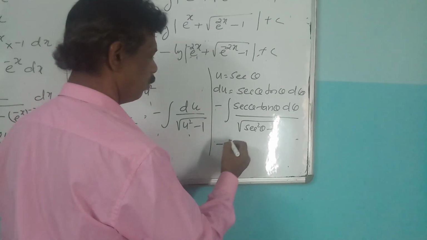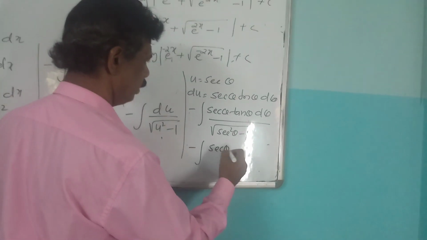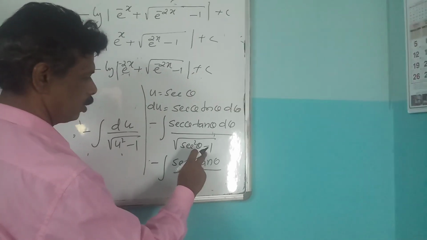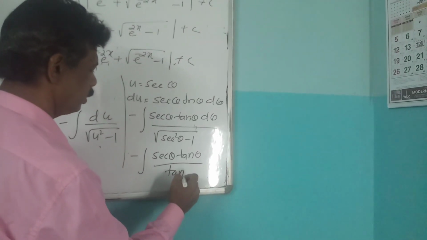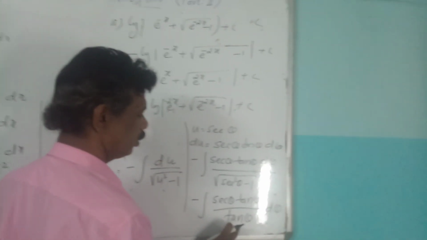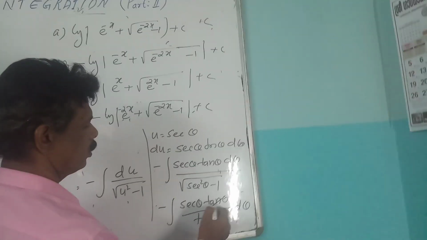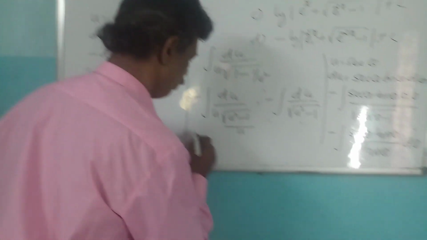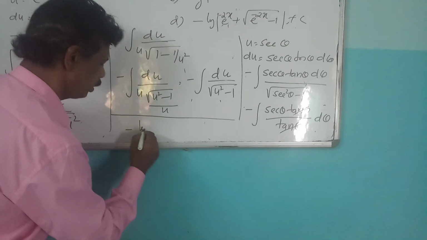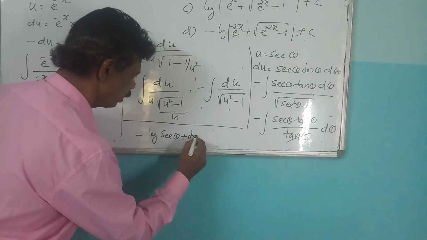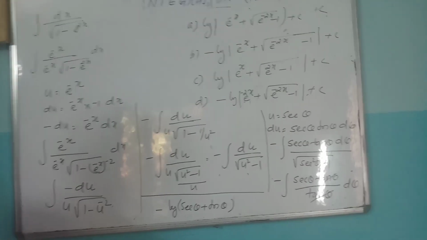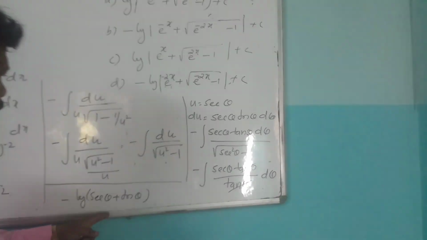That is minus of integral sec theta tan theta divided by root of tan square theta into d theta. Sec square theta minus 1 equal to tan square theta, root of tan square theta is equal to tan theta. Then we can cancel this tan theta. Equal to minus of integral sec theta d theta. Integral sec theta means log of sec theta plus tan theta.